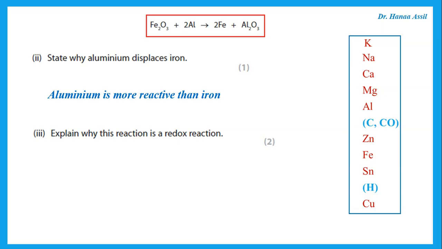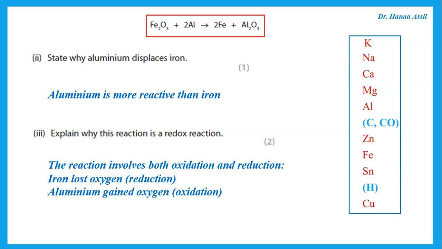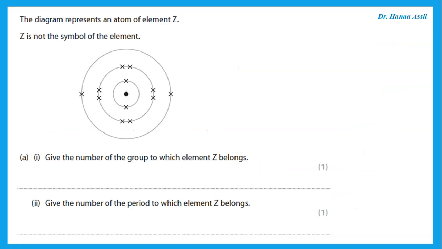Explain why this reaction is a redox. Now, looking at that reaction, first of all, what does redox mean? It means the reaction involves both oxidation and reduction, and you have to be specific. Where is the oxidation and where is the reduction? So the iron lost oxygen, that is reduction. The aluminium gained oxygen, that is oxidation. You have to specify each of these.